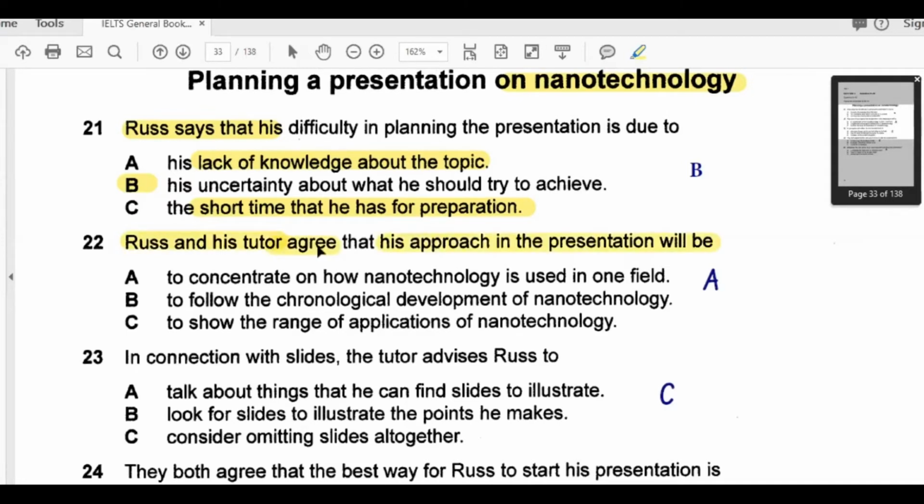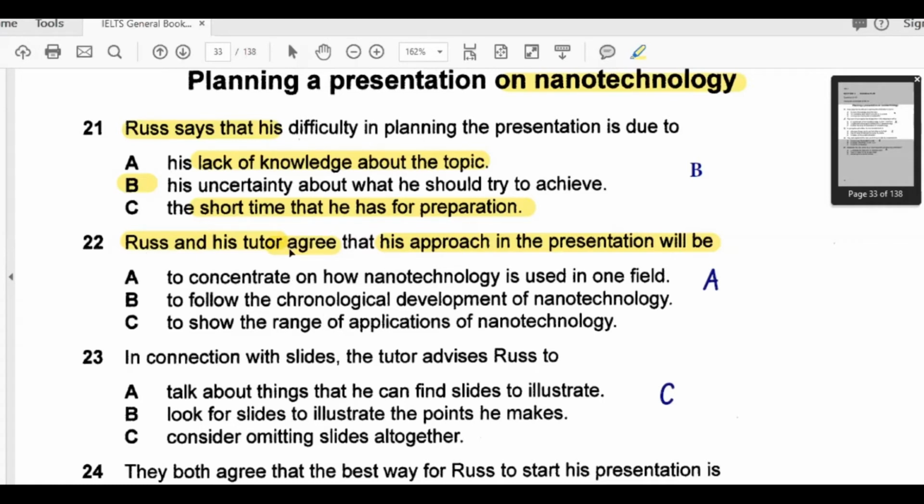Then they say that question number 22, Russ and his tutor agree that his approach in the presentation will be. Now in questions when they say that 2 people have to agree or 3 have to agree, be extra careful, because you might notice that person A might say B and C as possible options, and then they both might also talk about something, let's say about C, and then at the end one of the two might say that I think A is good, and the other one just quickly agrees with them. So the aspect is something that both of them agree on.